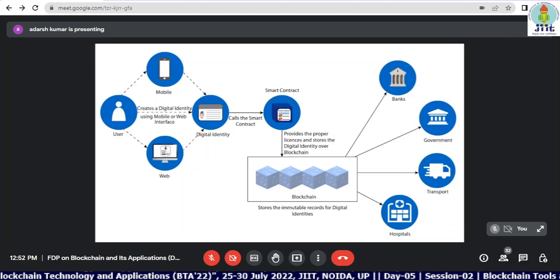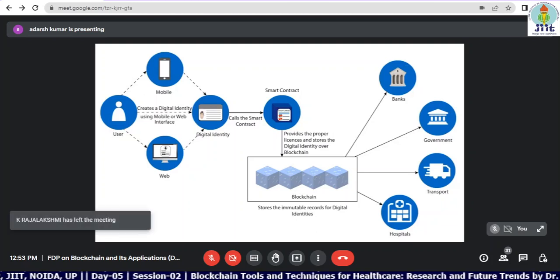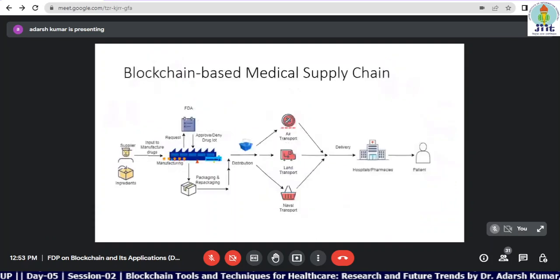Not just with hospitals, you can share with many other sectors. Like if you have an account in the banks, it can be shared with banks. If you need some service from the government, you can get the service from the government. In the transport industry, and multiple other sectors, you can share this information, right?